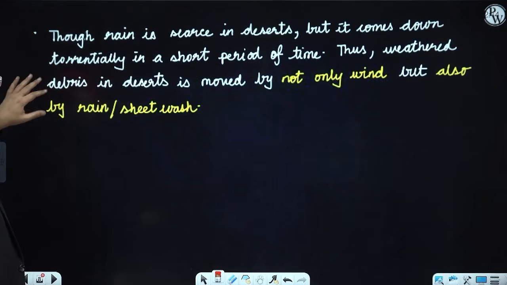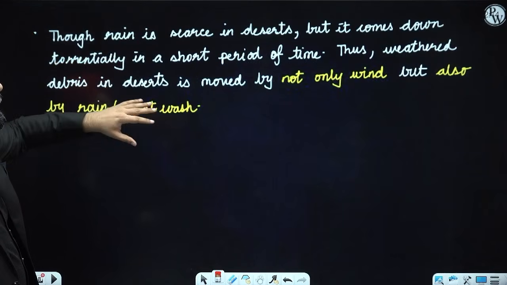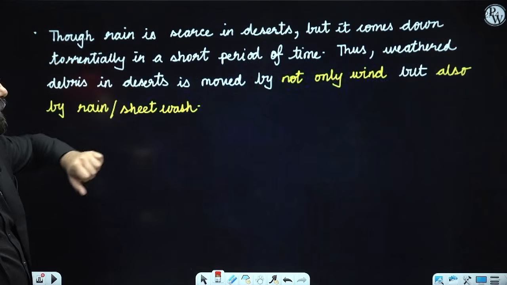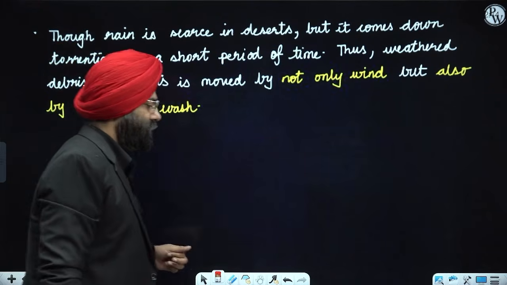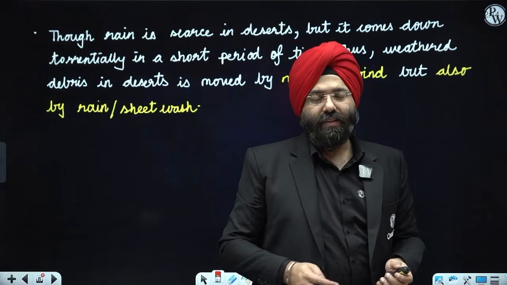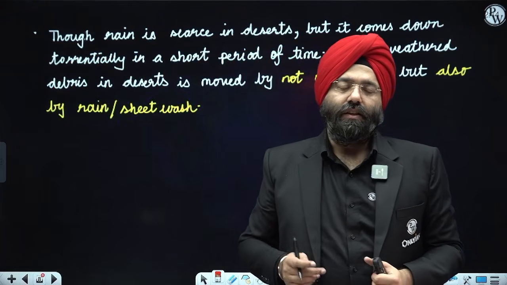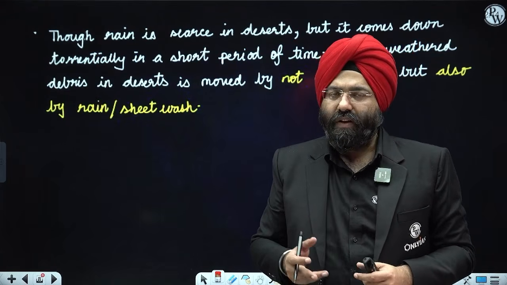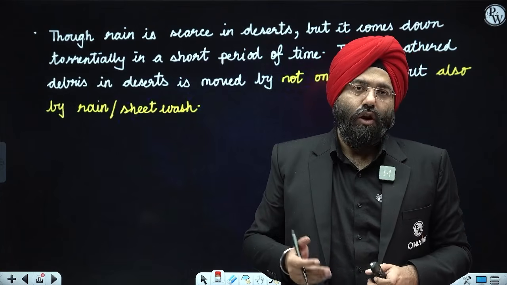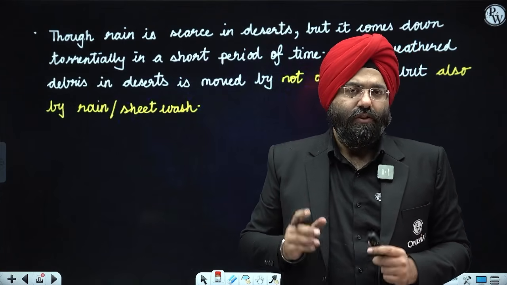Though the rain is scarce in desert, it comes down torrentially in a period of time, and the weathered debris in desert is moved not only by wind but also by rain. Obviously the frequency of rain in the desert is very low, very rare. But when it happens, it might also be contributing towards the erosion in the desert. So that is what is being said.